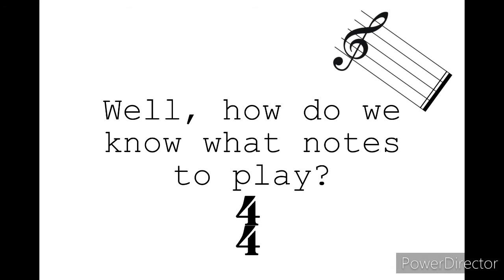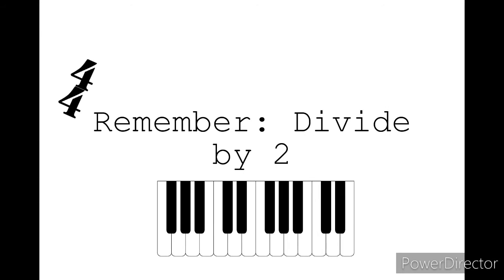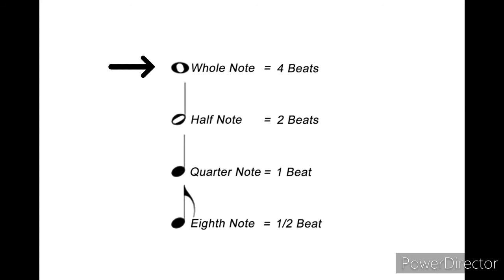Now, in order to find out what note gets a beat, we need to know what notes there are. The note lengths work in divisions of 2. First, we start with a whole note, which in 4/4 will last 4 beats. Next is a half note, which is half the length of a whole note and gets 2 beats. Next is a quarter note, which is half the length of a half note and 1/4 of a whole note, which will get 1 beat. The last one that will be useful for us is the eighth note, which is half a quarter note and 1/8 of a whole note.